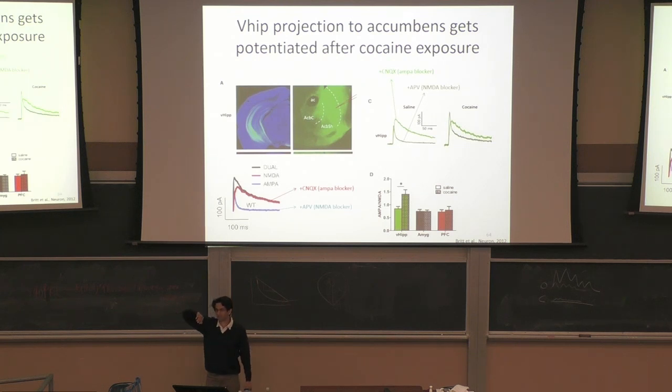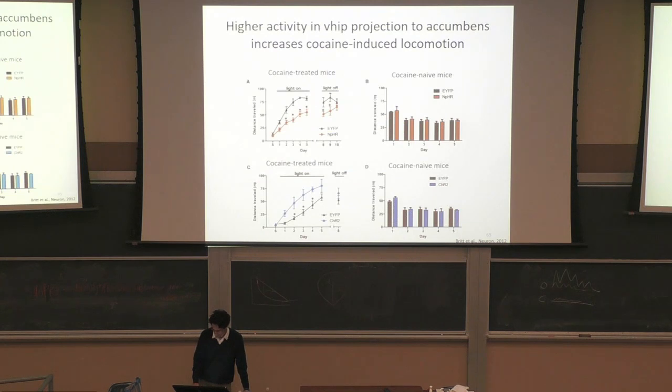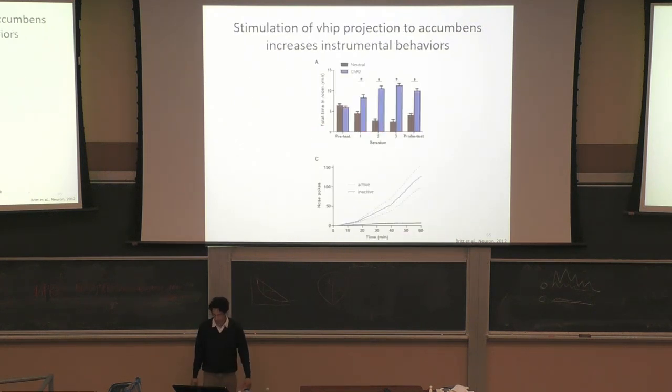And so they didn't do that kind of patch clamping here. But that could happen. Like silent synapses are being unsilenced in brain circuits when things are being learned. Okay, so they also saw that stimulation of the projection from ventral hippocampus to accumbens increased instrumental behavior. So here the experiment is there's a lever, and when the mouse presses the lever it initiates activation of the projection from ventral hippocampus to accumbens.